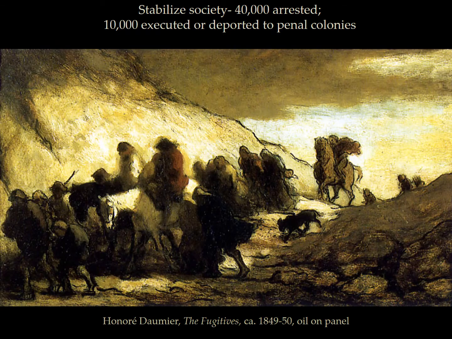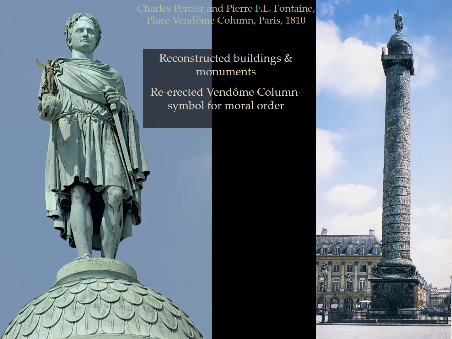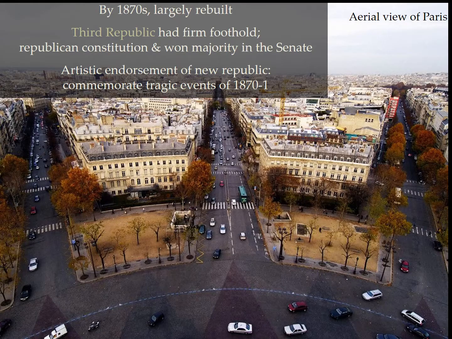order. In order to stabilize the very fragile situation in France itself, 40,000 people were arrested as part of the Commune. 10,000 were executed or deported to penal colonies in North Africa. They then turned their attention to reconstructing buildings and monuments that the communards had destroyed, such as re-erecting the Vendôme column, a symbol at the time for moral order and stability.